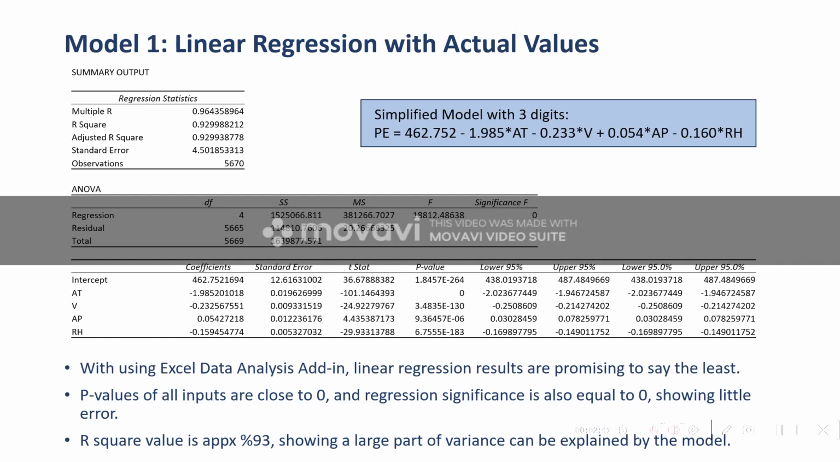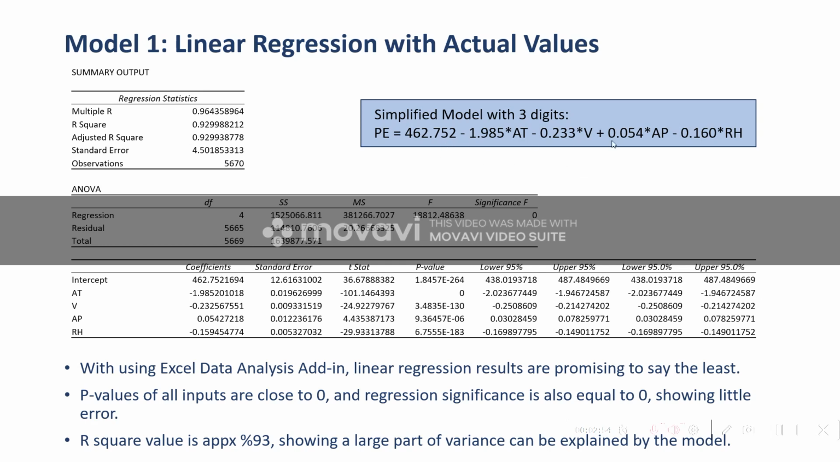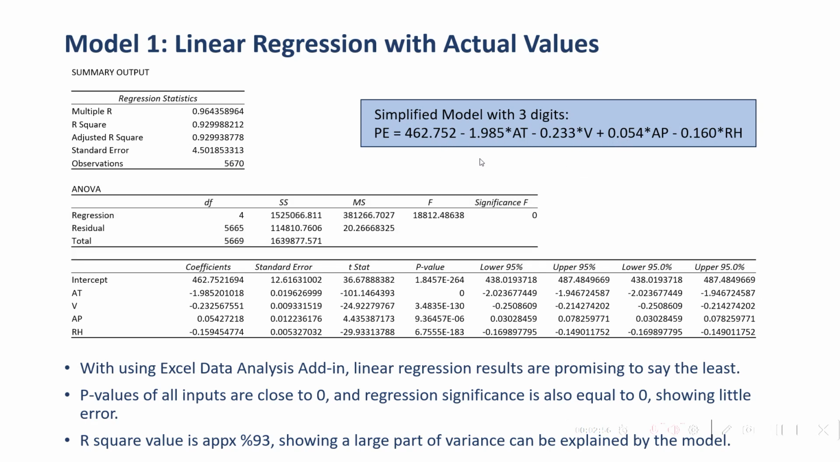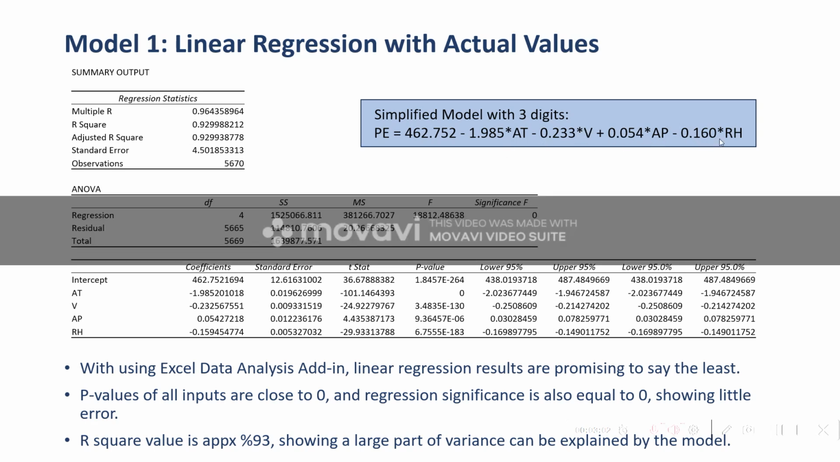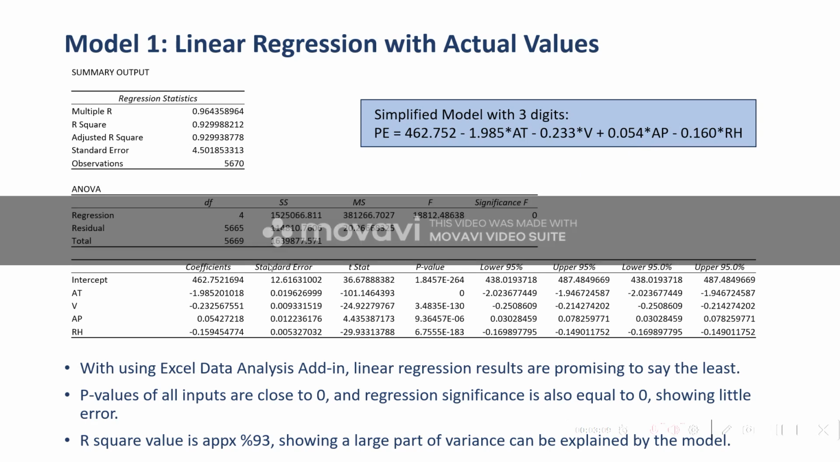In my first model, I just used the actual values of our four inputs: temperature, volume, ambient pressure, and relative humidity. In my training, as you can see, the simplified model with three digits here. As you can see, the temperature, volume, and humidity have a negative correlation with our energy output, and ambient pressure has a positive correlation, albeit very low. All values have close to zero p-value. Also, our regression has a significance level of F and 93% of R squared, so it works well.